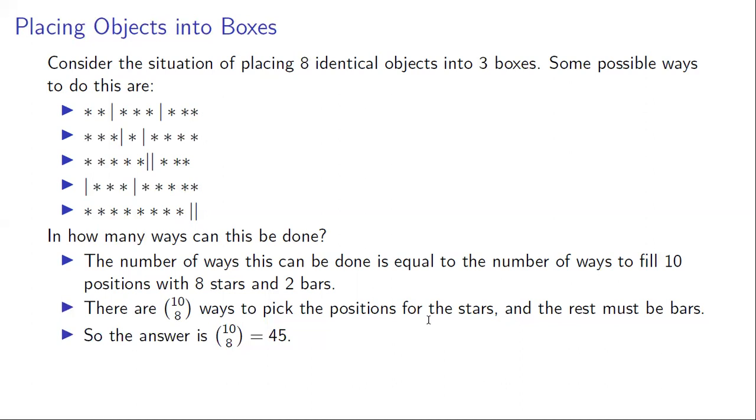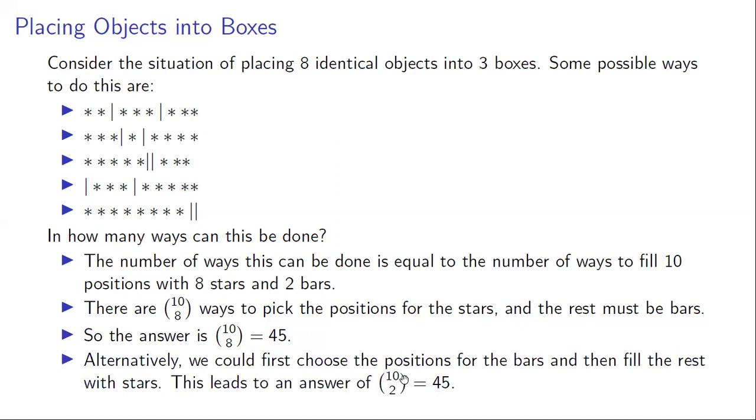So let's try that. Alternatively, we could first choose the positions for the bars and then fill the rest with stars. This leads to the same answer because it gives us 10 choose 2, which actually is equal to 45, just like 10 choose 8. Okay, so we can do this in either way, but we'll get the same answer.